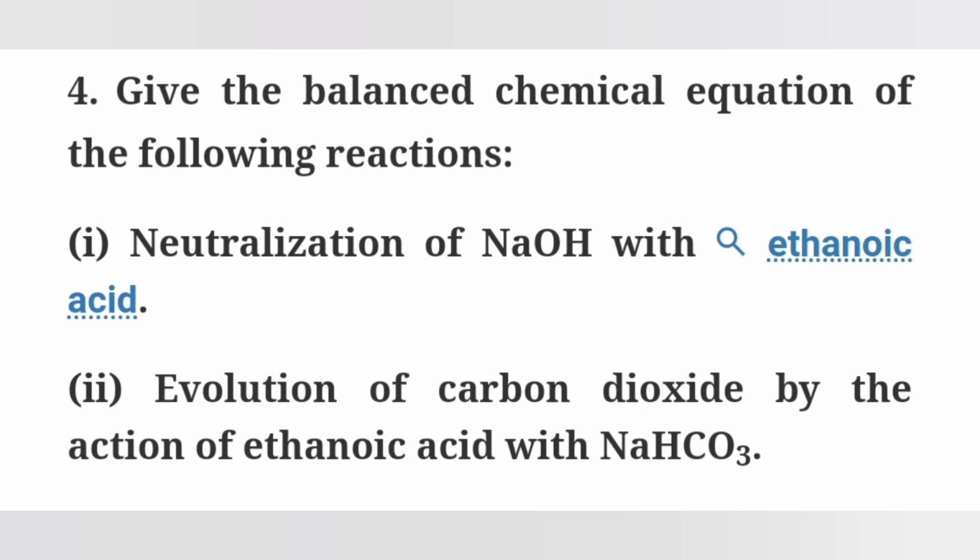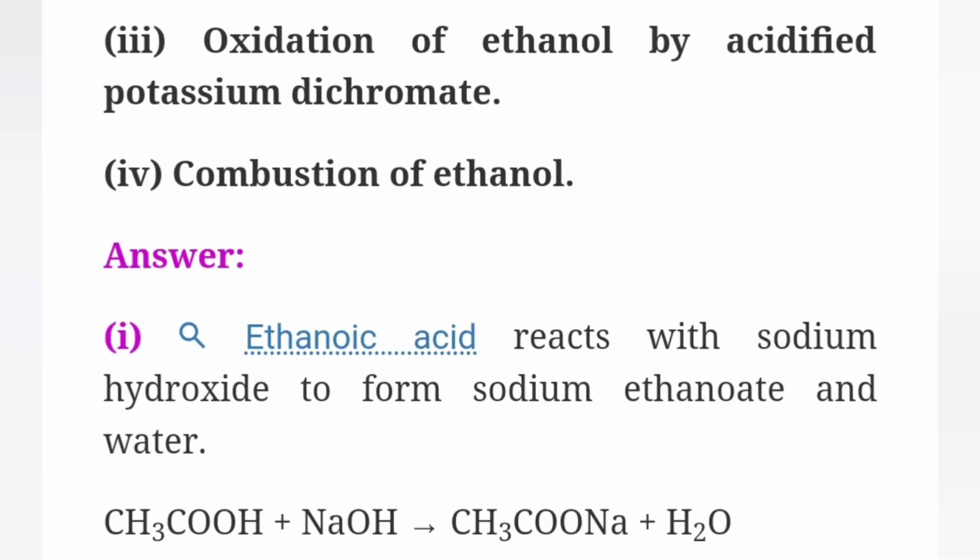Fourth question, give the balanced chemical equation of the following reactions. First point, neutralization of NaOH with ethanoic acid. Second point, evolution of carbon dioxide by the action of ethanoic acid with NaHCO3. Third point, oxidation of ethanol by acidified potassium dichromate. Fourth point, combustion of ethanol.